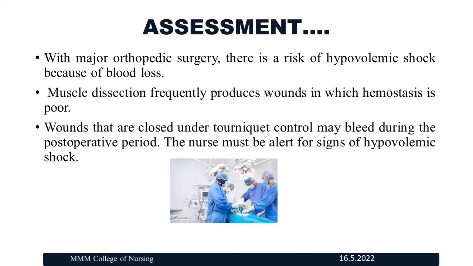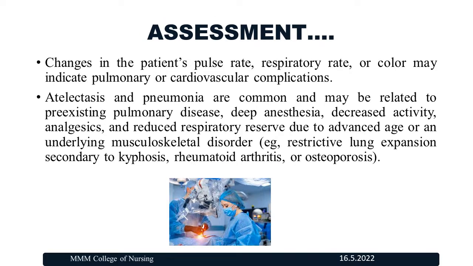With major orthopedic surgery, there is a risk of hypovolemic shock because of the blood loss. The muscle dissection frequently produces wounds in which hemostasis is poor. Wounds that are closed under tourniquet may bleed during the postoperative period. So the nurse must be alert for signs of hypovolemia. Changes in the patient's pulse rate, respiratory rate, or color may indicate pulmonary or cardiovascular complications.